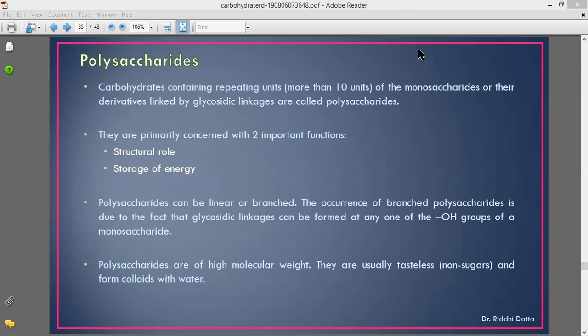Now they are primarily concerned with two important functions. Okay, now first that is the structural role and second that is the storage of energy. Okay, that is the main function of polysaccharide in the cell, that is it gives the structural role.